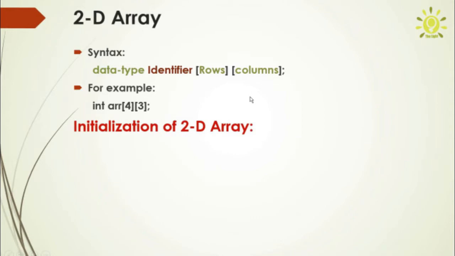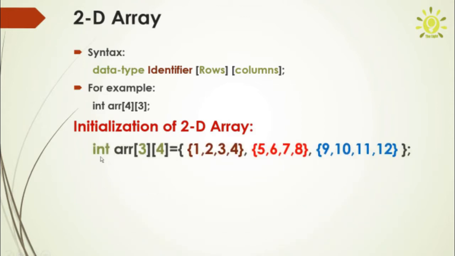As for initialization of a 2D array, here you have the data type, array name, rows length and then columns. For initialization use the assignment operator. The first row is written in curly braces, then the second row again in curly braces, and the third row again in curly braces. Here 1 2 3 4 is 4 columns, and you can see 1 2 3 rows.